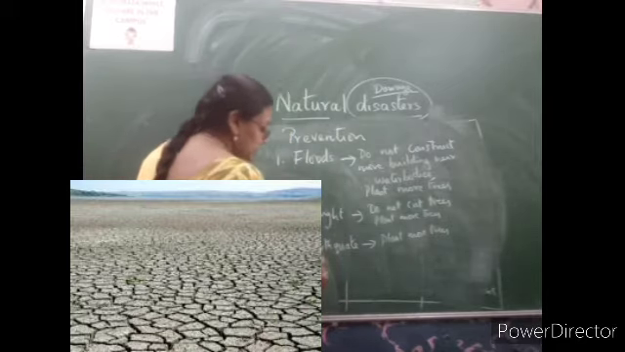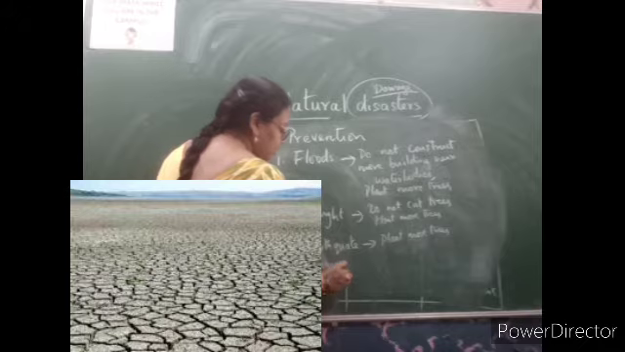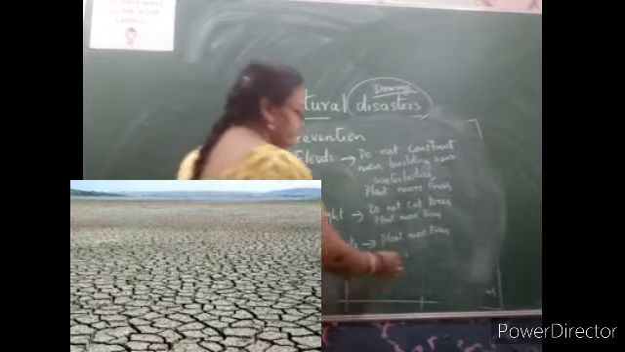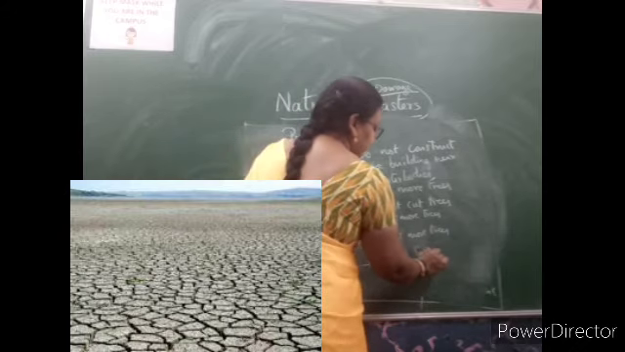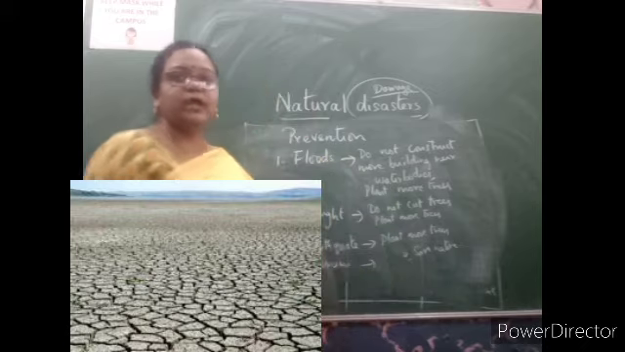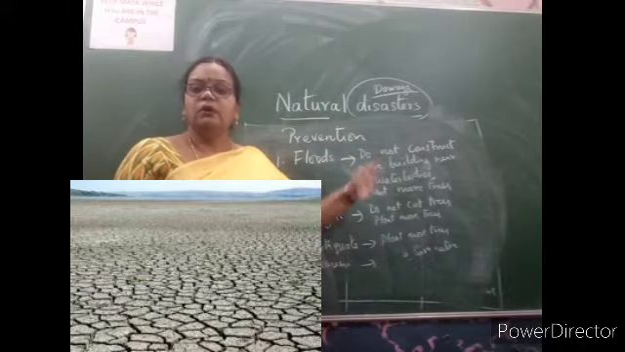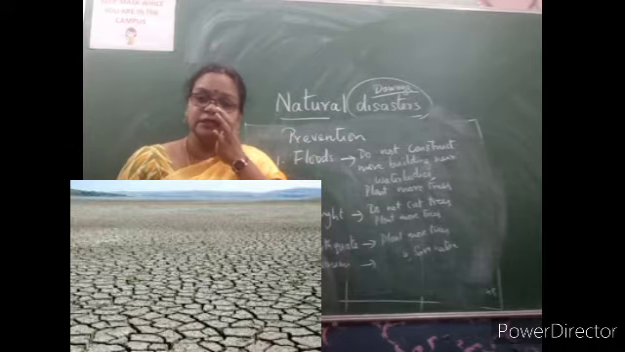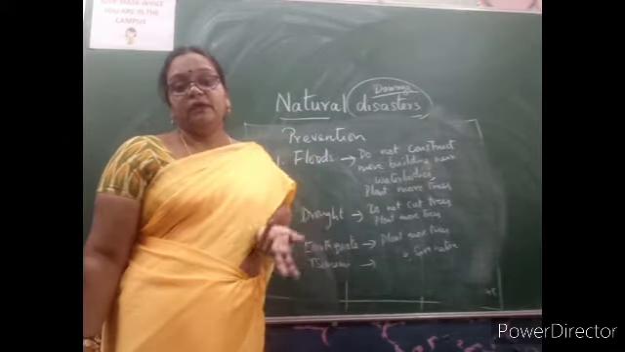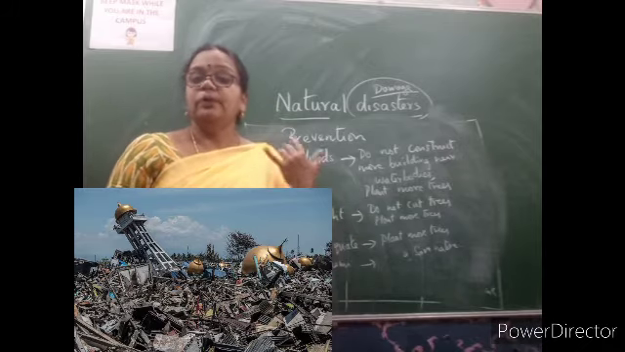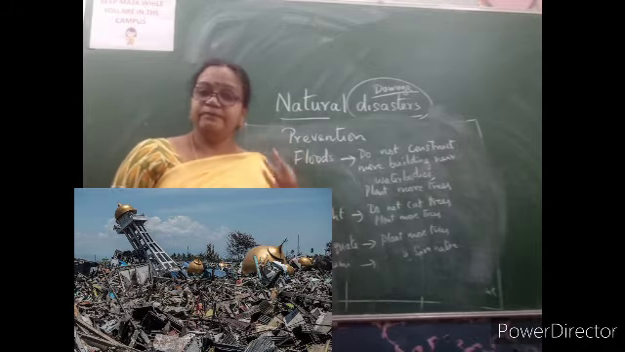Next is the tsunami. What can we do? The same thing: plant more trees and save nature in every way, in every walk of our life. These can play an important role in minimizing the effects of natural disasters, and we can also stop some of them from occurring. So now we have learned about the causes, effects and prevention.